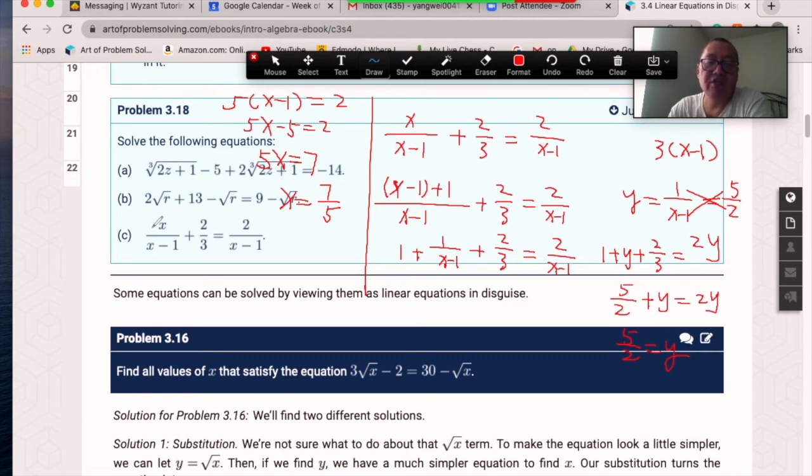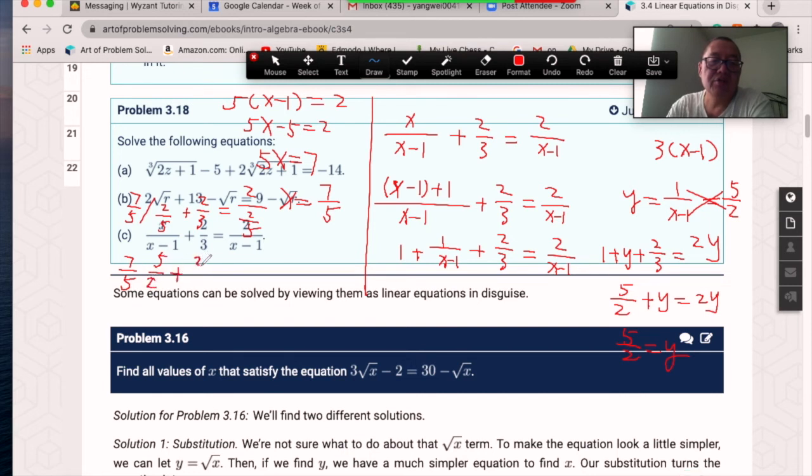You can go back and check. If x equals 7 over 5, this one will be 7 over 5 divided by 7 over 5 minus 1, that's 2 over 5 divided by this. Then plus 2/3. If this is true, it should equal 2 divided by 2 over 5. Now let's simplify this. This is a fraction divided by another fraction. We need to convert this one to multiplication. That will be multiplying by the reciprocal of this fraction. That will be times 5 over 2, right?